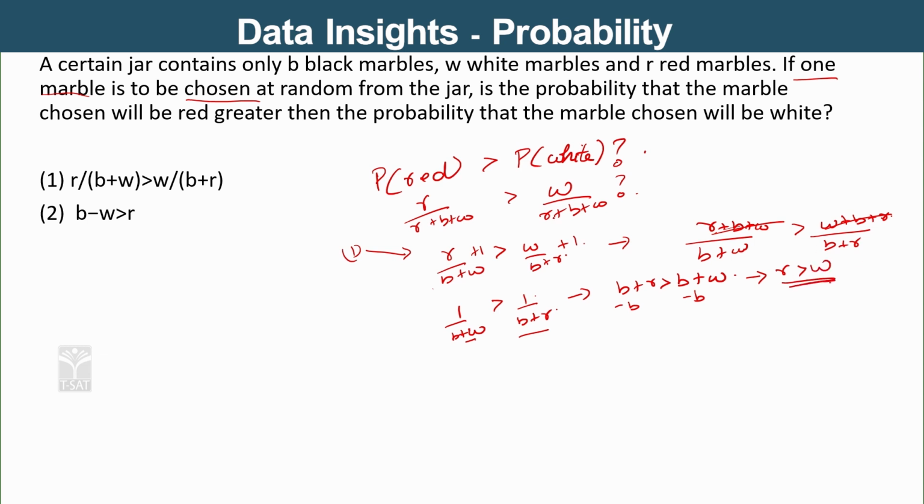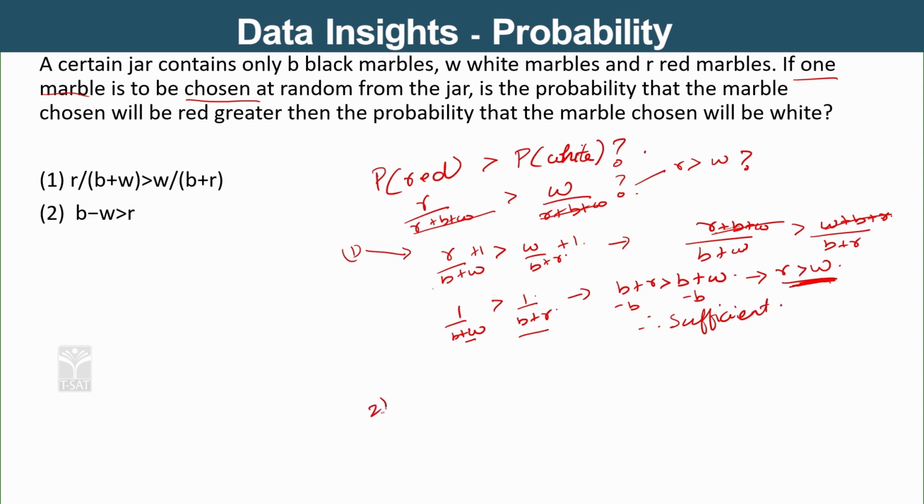So, we can easily say that yes, here also R plus B plus W on both sides can be cancelled. So, we are in effect asking if R is greater than W. So, we got that answer that yes, it is greater. Therefore, this information is sufficient to answer the question.